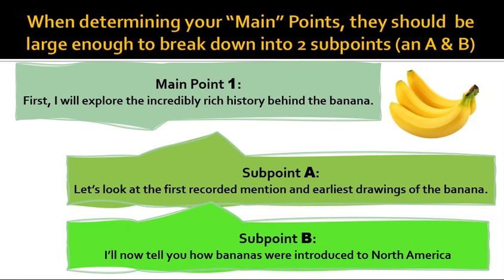Main point 1. First, I will explore the incredibly rich history behind the banana. So main point 1 is about history. Subpoint A. Let's look at the first recorded mention and earliest drawings of the banana. Subpoint B. I'll now tell you how bananas were introduced to North America. So in this case, we know that main point 1 is about history, subpoint A will explore their ancient history, and subpoint B will be about their more recent history.